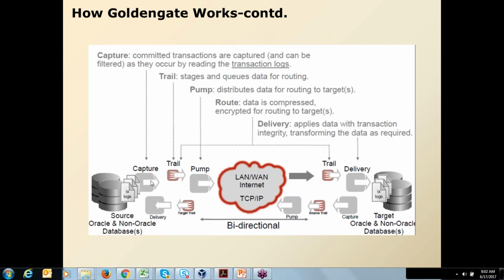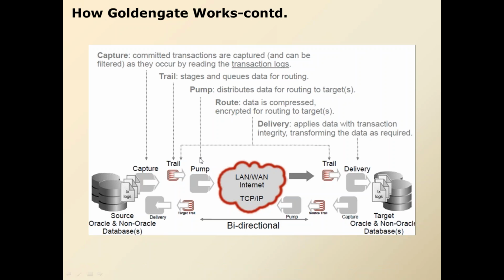So the capture process is doing the capturing part, writing it to the local trail. It's a storage. Trail files are binary format files which store the data captured by the capture process. Once the data is available in the local trail, the pump process reads the data out of the local trail, sends it over the TCP/IP network and writes it to the remote trail.